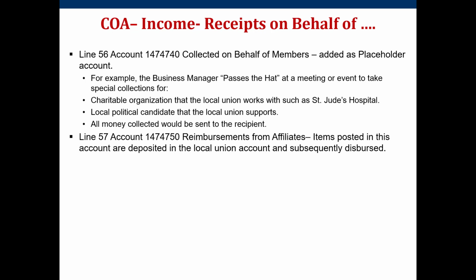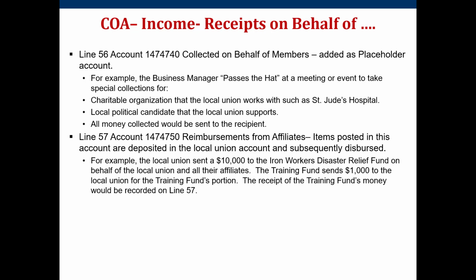Line 57, reimbursements from affiliates. Any receipts posted to this account would be subsequently dispersed. For example, the local union sent a $10,000 contribution to the Ironworkers Disaster Relief Fund on behalf of the local union and all of their affiliates. The training fund sends $1,000 to the local union for their portion. The receipt of the training fund's money would be recorded on line 57.